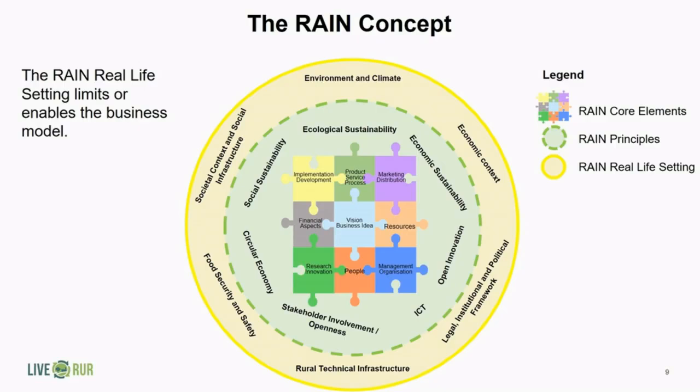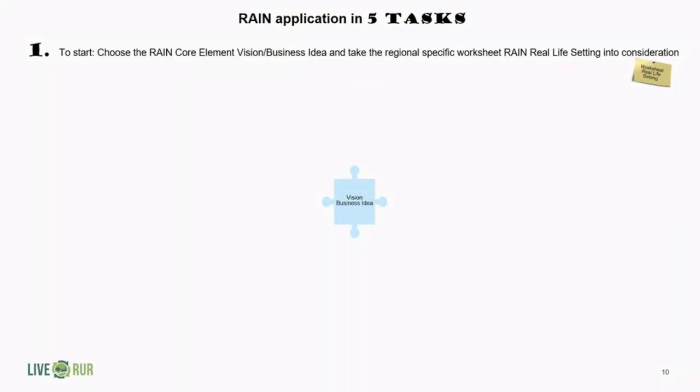It comprises environment and climate, the economic context, the societal context and social infrastructure, the rural technical infrastructure, the legal, institutional and political framework, and food security and safety. Now, how do you implement the RAIN concept for designing your business model? 5 tasks have been established for applying RAIN.